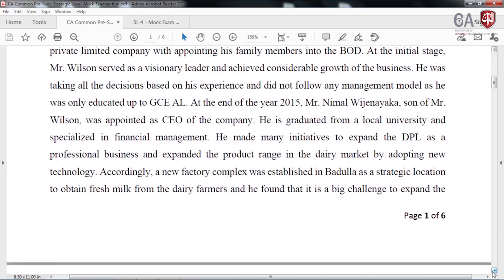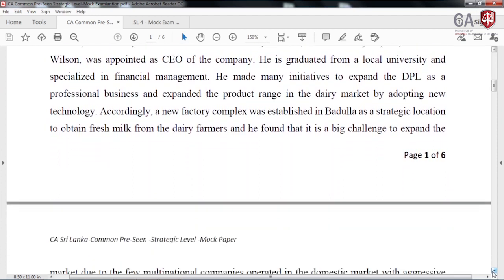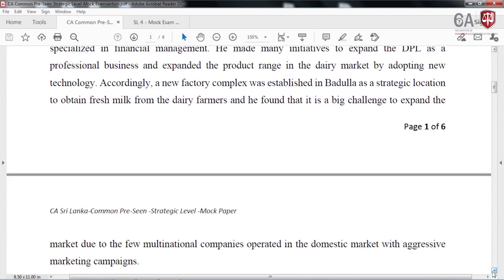and he found that it is a big challenge to expand the market due to a few multinational companies operating in the domestic market with aggressive marketing campaigns. He established a new factory complex in Badulla, but he found it very difficult to compete with the multinationals operating in the domestic market because of their aggressive marketing campaigns.